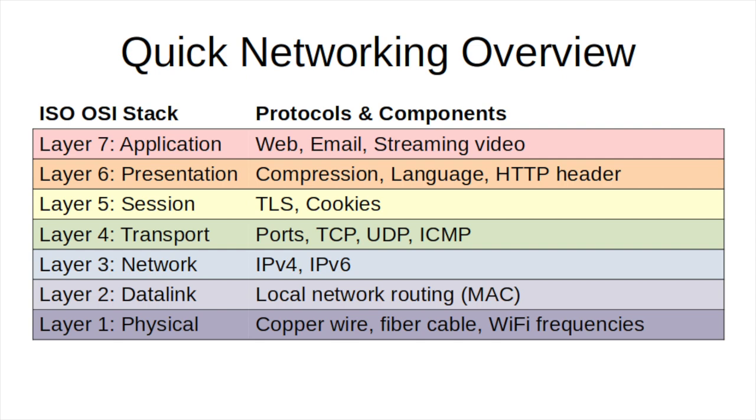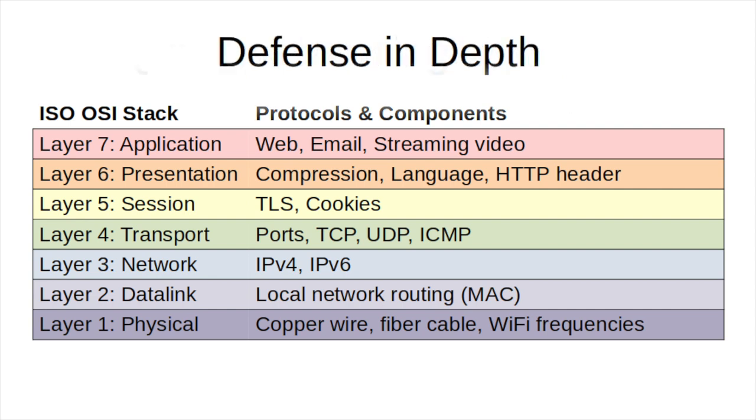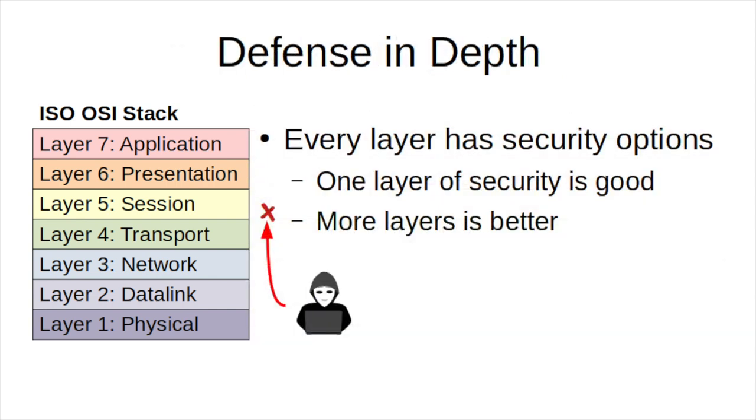Every layer provides a different set of support protocols. For example, the network layer provides addressing, and the transport layer directs data to specific services. Every layer also provides some kind of security option. Ideally, you want to use multiple layers of security. This way, if an attacker's packet makes it past one layer, it will hopefully be caught by a higher layer.